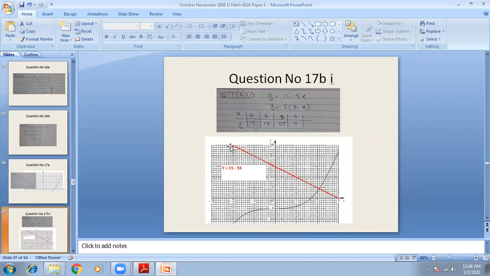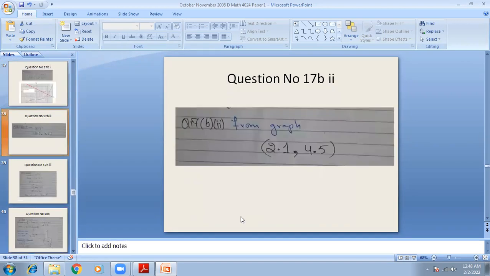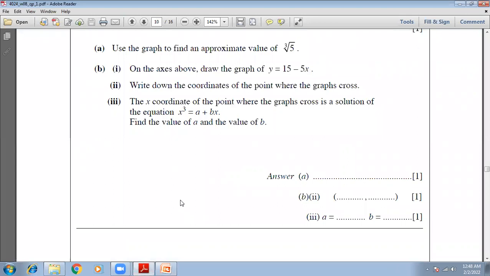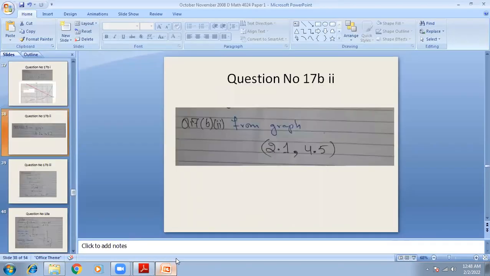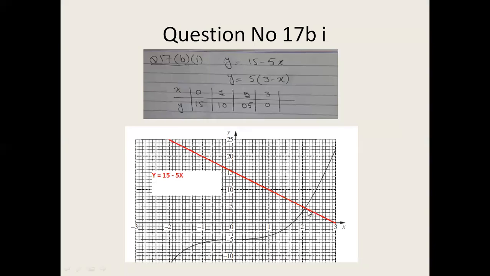So you can see I have plotted that line here, according to these points. Now write down the coordinates of the point where the graph crosses. So where the graph crosses, look at here. It will be 2.1, comma, I think 4 point something.